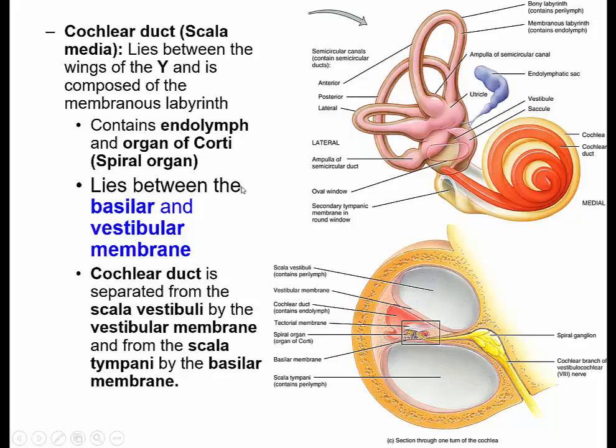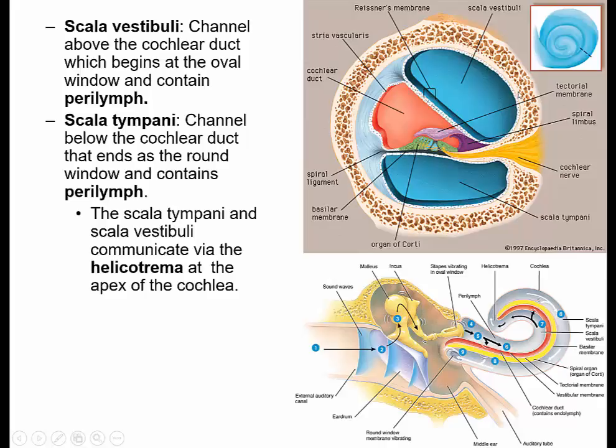The cochlear duct contains endolymph, and it has the organ of Corti, or spiral organ, which has the hair cells that sit on top of this basilar membrane right here. The vestibular membrane comes up this way, and that keeps this chamber separate from the scala vestibuli and scala tympani. The cochlear duct is separated from the scala vestibuli by this vestibular membrane, and from the scala tympani down here by the basilar membrane. The scala vestibuli is a channel that lies above the cochlear duct and contains perilymph. The scala tympani, shown down here, lies below the cochlear duct and also contains perilymph.